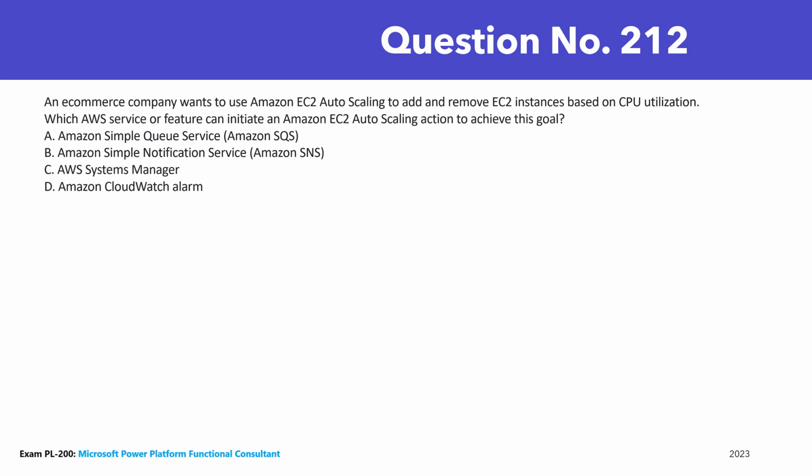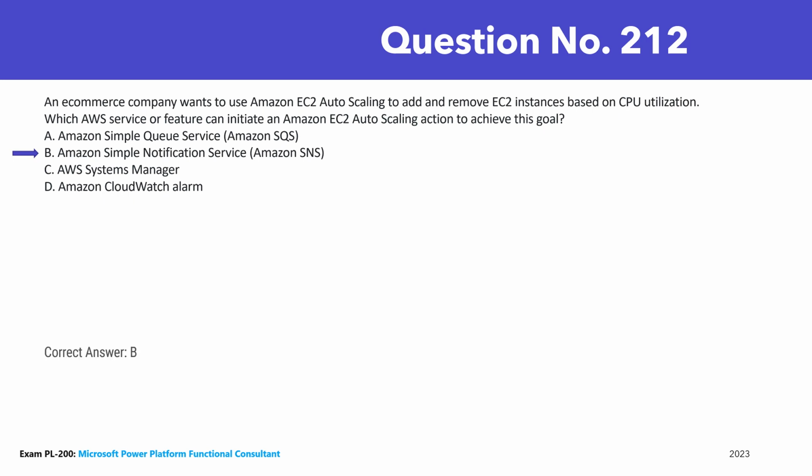An e-commerce company wants to use Amazon EC2 Auto Scaling to add and remove EC2 instances based on CPU utilization. Which AWS service or feature can initiate an Amazon EC2 Auto Scaling action to achieve this goal? A. Amazon Simple Queue Service, Amazon SQS. B. Amazon Simple Notification Service, Amazon SNS. C. AWS Systems Manager. D. Amazon CloudWatch Alarm. Correct answer, B.